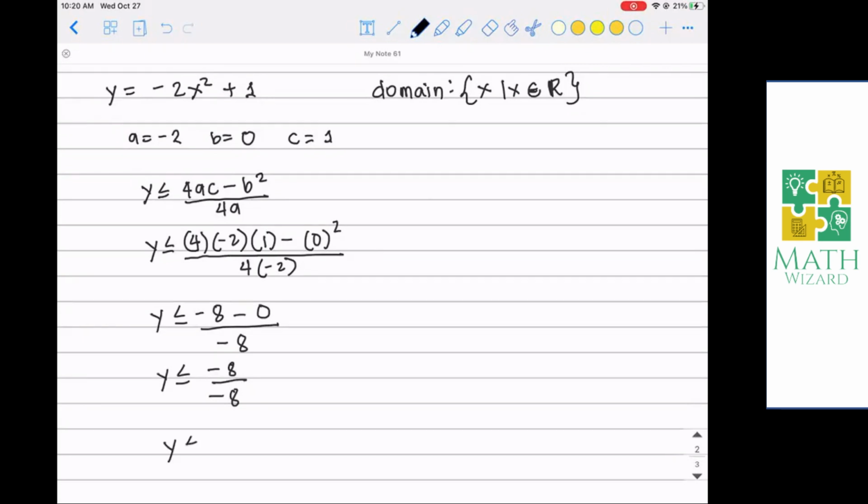Y is less than or equal to negative 8 over a negative 8. That would be equal to 1. So ang ating magiging range would be Y such that Y is the set of all the real numbers wherein Y is less than or equal to 1.